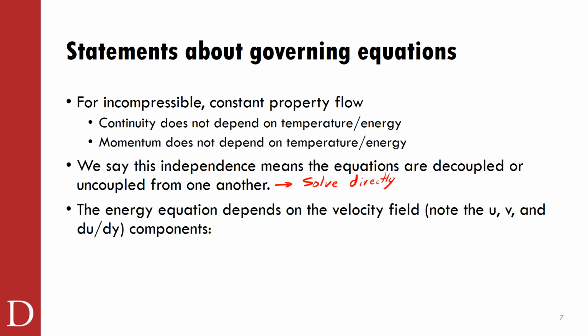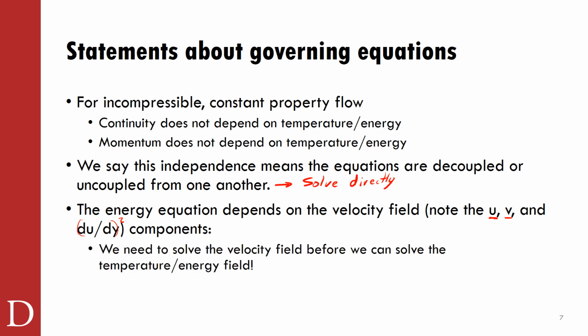And then as we look at the energy equation, we saw a bunch of velocity stuff in there, right? We had that u dT/dx, we had v dT/dy, we had d²T/dy², and then we had (du/dy) squared, right? That was to the second over here. I didn't write those as partials, but all of those depend on our velocity field. So we need to solve that velocity first before we can solve the temperature field.